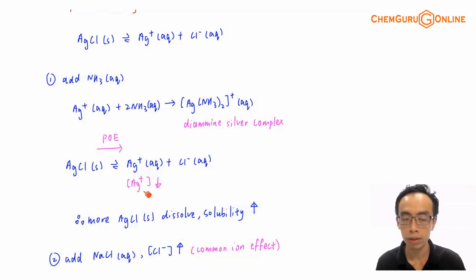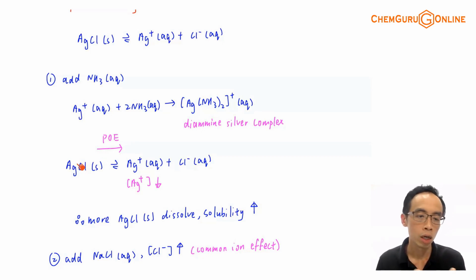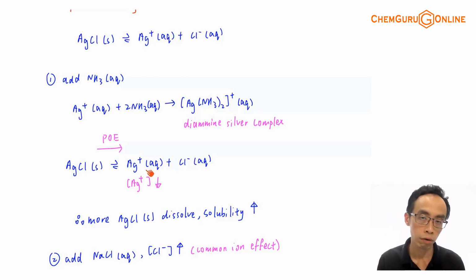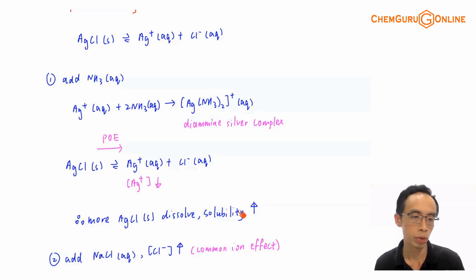The concentration decreases, and this decrease in the concentration of my product will trigger the position of equilibrium to shift towards the right-hand side to dissociate more, to release more Ag+. So basically this is just Le Chatelier's principle. When you have a decrease in the concentration of the product, POE will shift towards the right-hand side, favoring the formation of my product. Actually, this will also trigger more of the salt to dissolve, and therefore the solubility of the salt will increase.